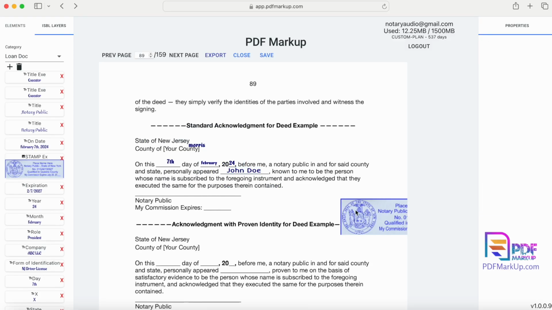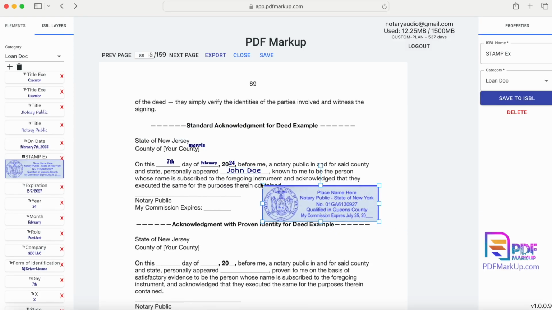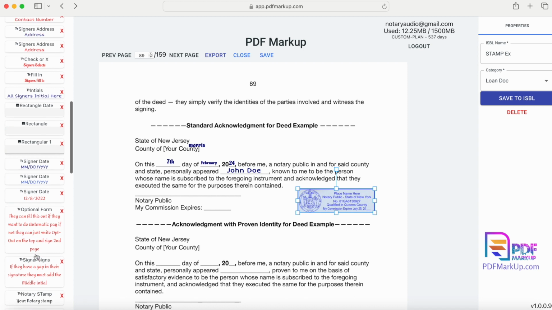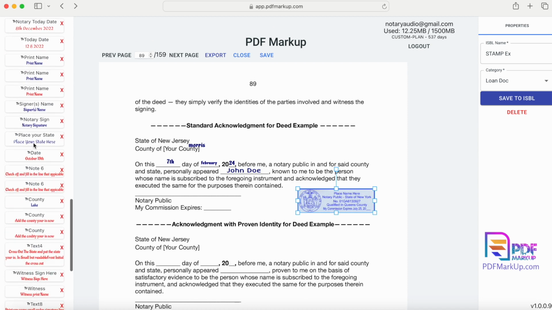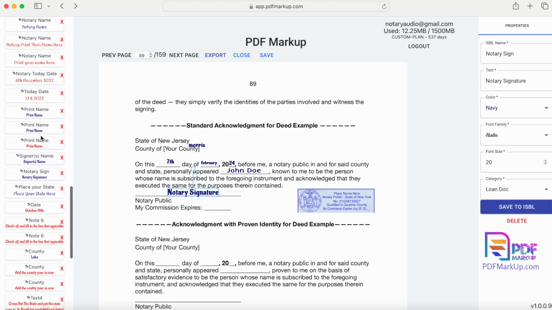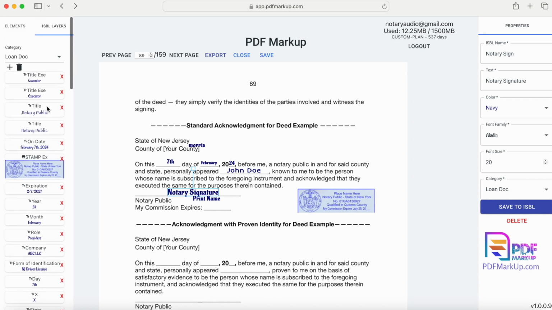Put your stamp here. Okay. Notary signature. Sometimes it's small, so you gotta keep your signature kind of slow. Print your name and your expiration date. And that's how you do that.